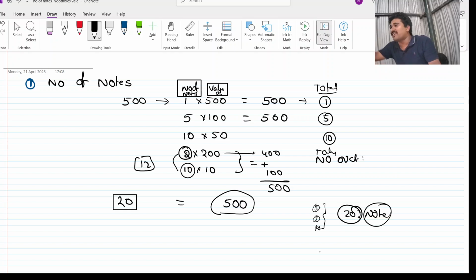If you take extra, that is fine, you can tell any number. But exactly, if you don't want a loss, you have to give only 500. So assign some notes so that the total number of notes I want is 20 notes.